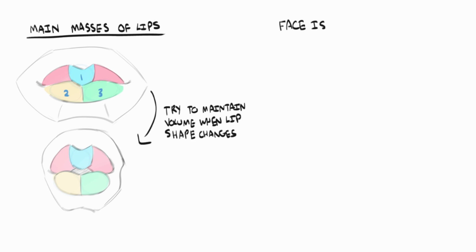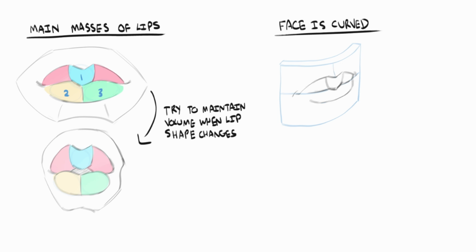The face is curved, and so when you're drawing the lips, be sure to think about drawing the lips over a curved surface. If you remember from part 1, the maxilla is round, but the lips aren't as round as the maxilla, but it's still there.